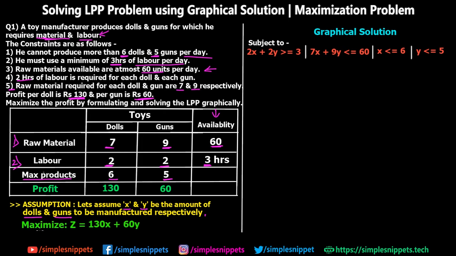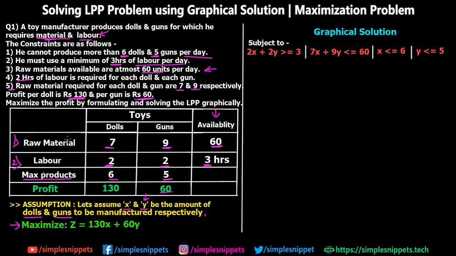And before that, we also have the maximization equation. So what do we want to maximize? We want to maximize the profit, right? And the profit will be given by Z equal to 130x plus 60y. So why 130? Because profit on one doll is 130 rupees and X is the quantity of dolls. So 130 into X will give us total profit on the number of dolls, plus 60y because 60 is the profit made on one gun. So 60 multiplied by the number of guns, which is Y we have assumed over here, will give us the total profit on guns, and when we add up that total, we will get the actual profit. So this is that maximization equation, which is very important, and it is subject to certain constraints.